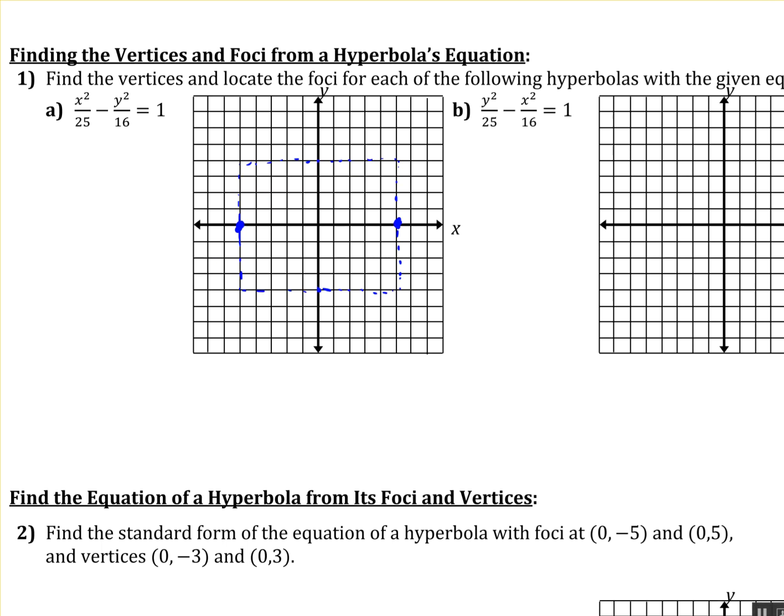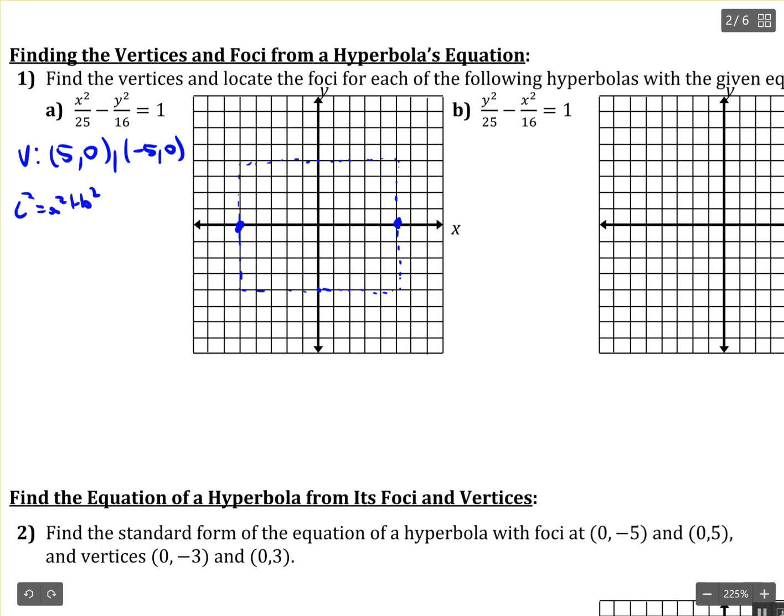And if I want to figure out what my foci are, well, let's actually go ahead and write down what our vertices are. They are 5, 0 and negative 5, 0. The foci, well, I'm going to use c squared equals a squared plus b squared. So in this case, c squared equals 41, so c equals square root of 41, which again, you'll notice is somewhere between 6 and 7 because the square root of 36 is 6 and the square root of 49 is 7. So let's just call it 6.4, 6.5, something like that. So if I'm plotting those, it's going to be about here and about here.